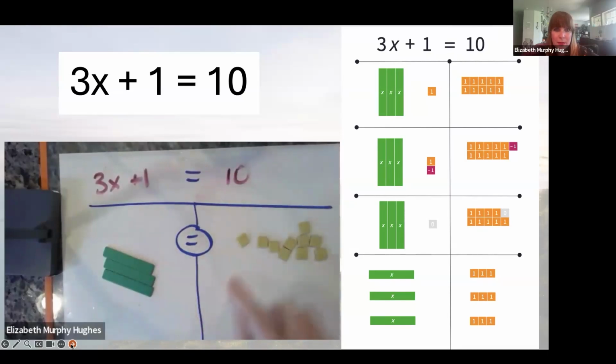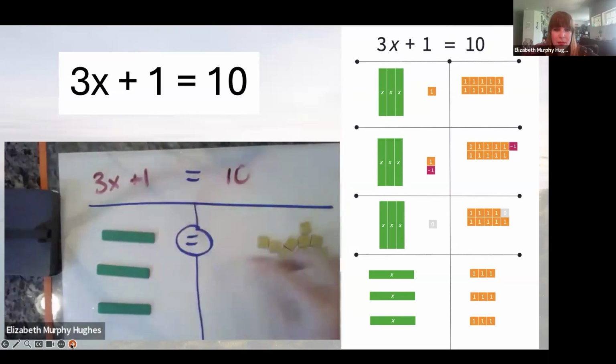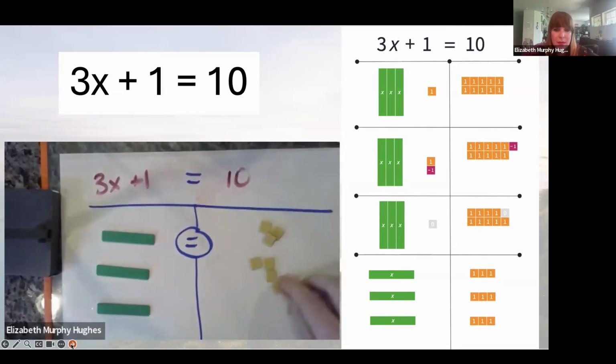And then minus 1. And then 3x divided by 3. And then 9 divided by 3 equals 3 equals x. X equals 3. Okay.